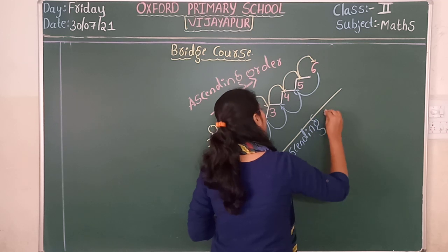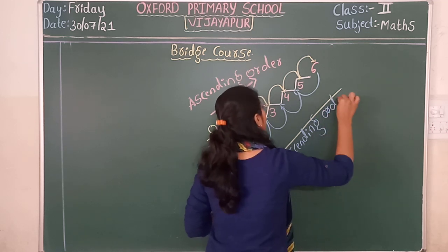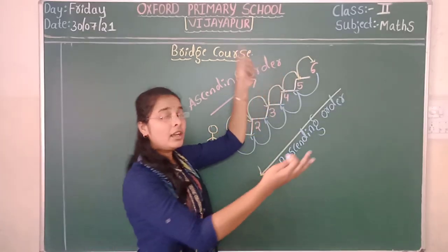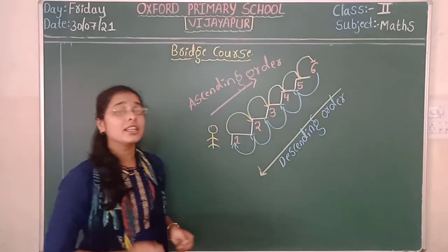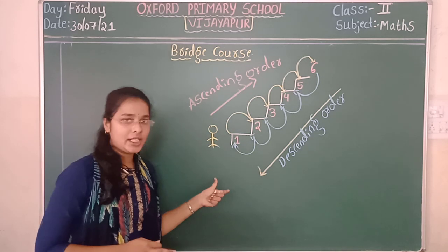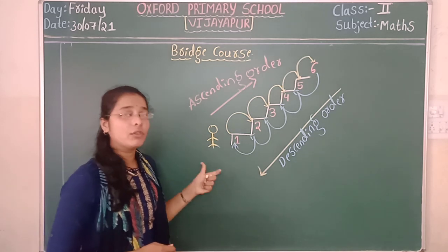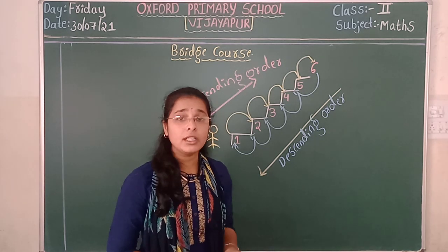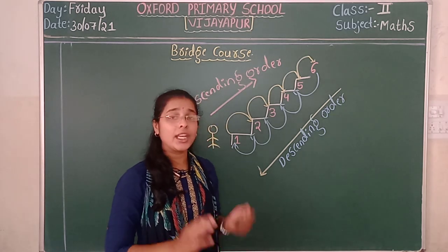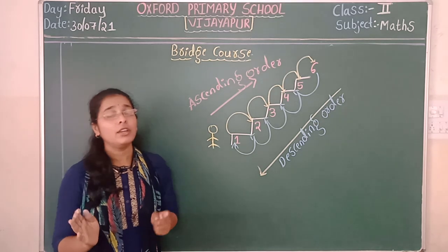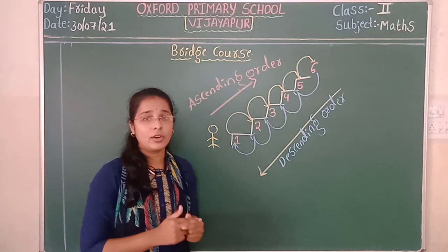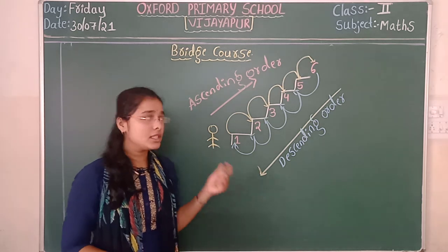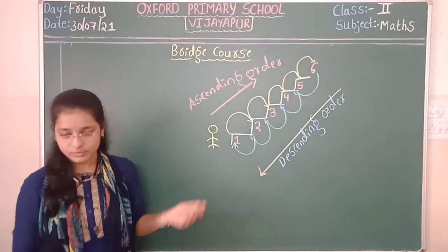D-E-S-C-E-N-D-I-N-G. Descending order means arranging the numbers from bigger place to small place. You got what ascending order and descending order mean? With some examples, we will learn how to arrange certain numbers in ascending and descending order. Now children, open your notebook and copy down the numbers from the board.